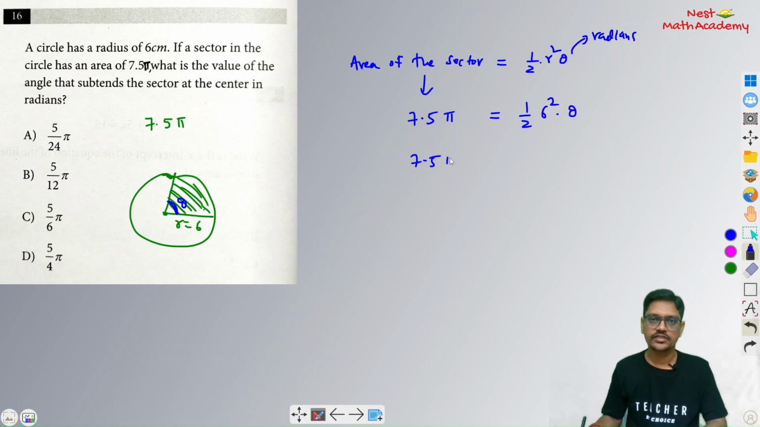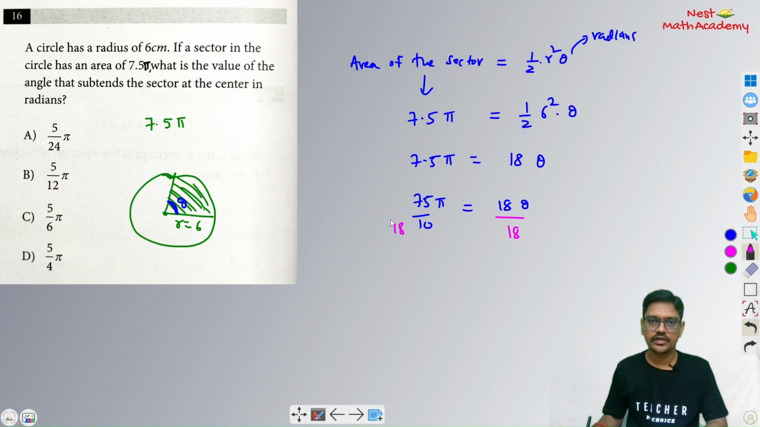So simplify this. 7.5 pi is equal to 6 square is 36, 36 divided by 2 is 18 theta. Now 7.5 is 75 by 10, I can write just for simplification purpose. Now I want to get rid of this 18 also. I need to find theta, no? So I want to isolate theta. So sorry, divided by 18.